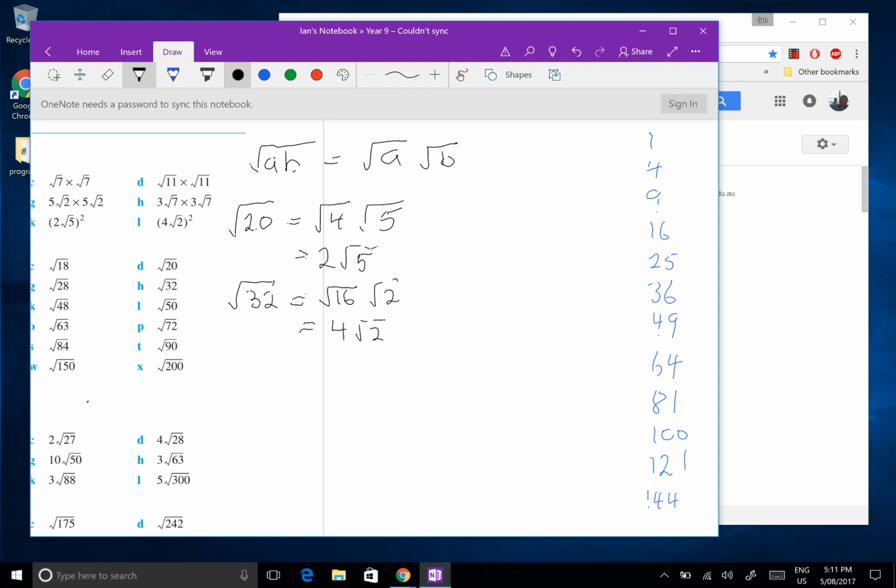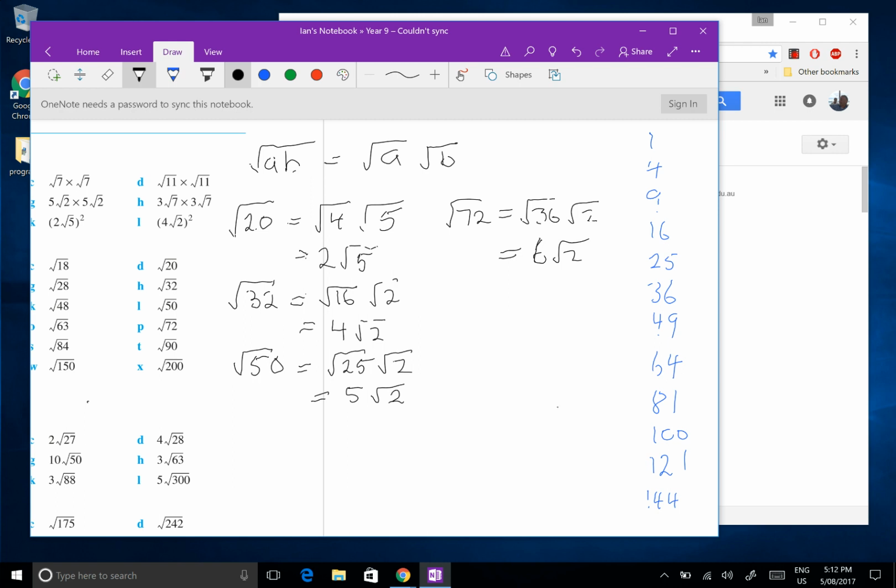So you can see it's pretty easy once you know your square numbers. Let's have a look at root 50, the next one. Well, I know 25 goes into 50, so root 25 times root 2, which gives me 5 root 2. And you can see what's happening here. We're breaking down these bigger surds into smaller surds with an integer out the front. Next one, root 72. Well, I know 2 36s are 72, and the square root of 36 is 6. So I get 6 root 2.